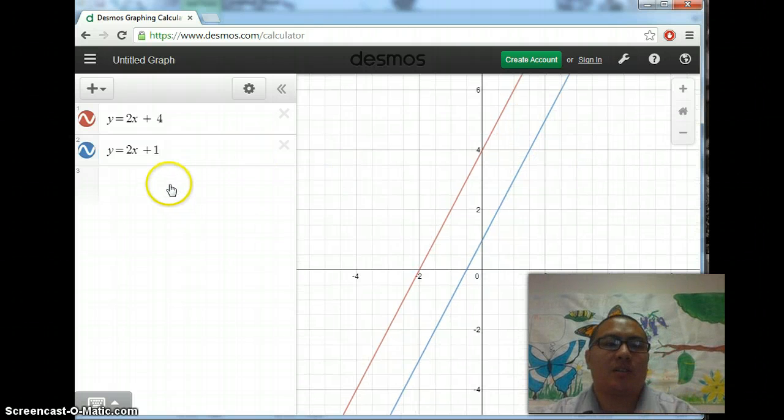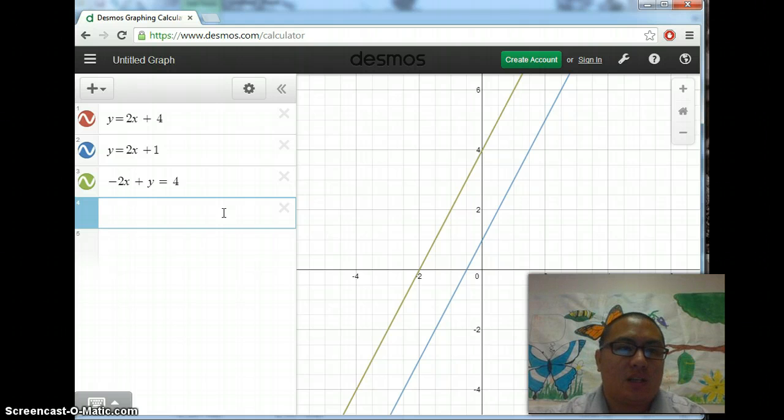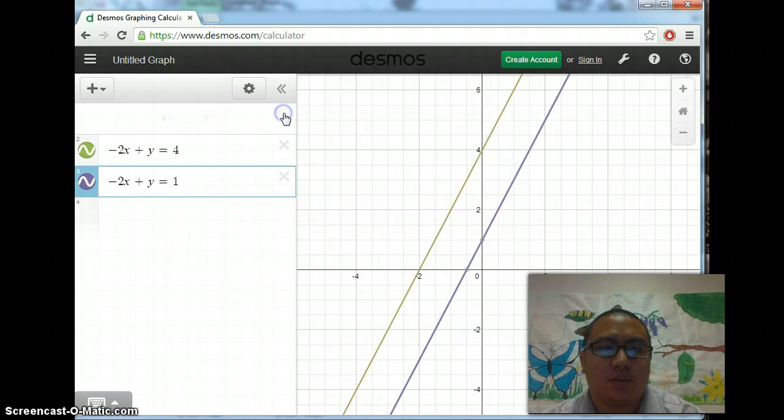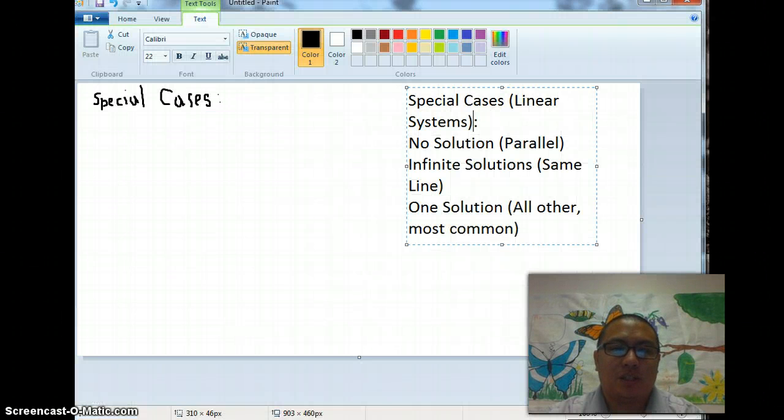Well, at the same time I can just rewrite these into standard form, so I'll do that. I have negative 2x plus y equals 4, and what I did is I subtracted 2x from both sides. I can do the same here: negative 2x plus y equals 1. Right? And I can get rid of these two because it's the same thing. So when you do elimination, you're going to see the trick here.